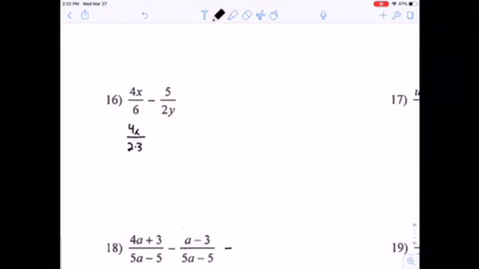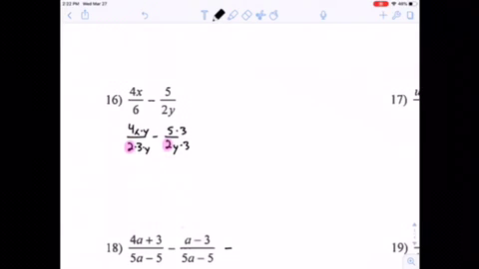Now moving on to 16, this takes a little bit of work, but it's not too bad. Okay, I'm going to first break that 6 into 2 times 3. And here's the reason why. When I do that, I can see that both denominators have a 2 in common. So that means I just have to multiply this by y and this by 3, because those are the things that they don't have in common.